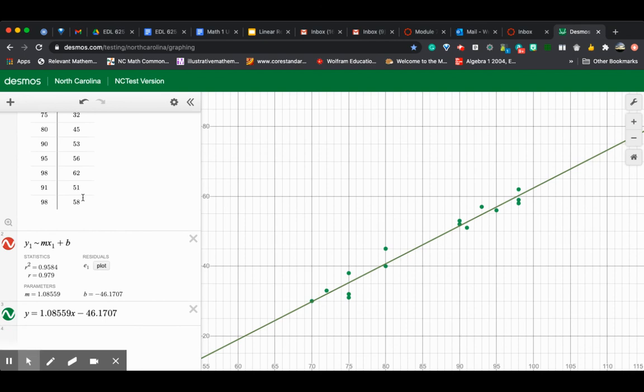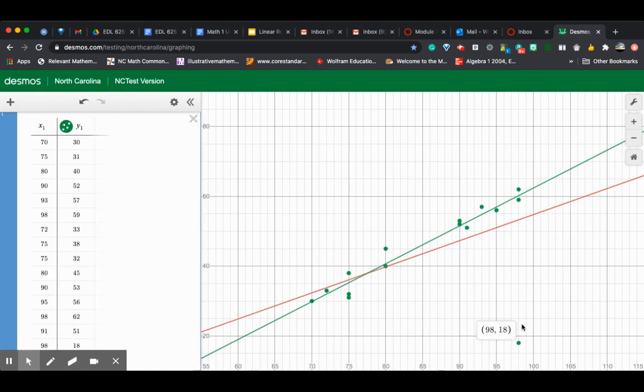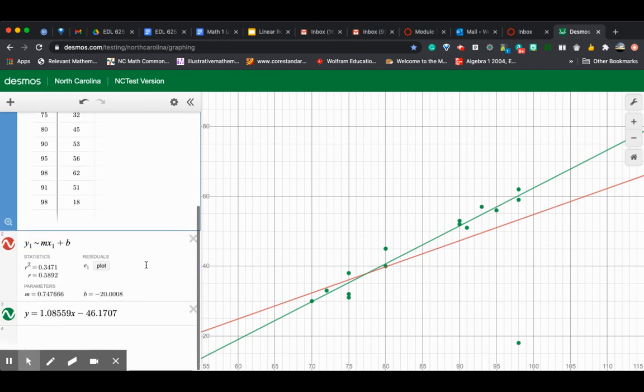For the sake of just playing around with this and showing an example with an obvious outlier, I'm going to change my data set. And this very last point, instead of being 58, I'm going to make that 18. So notice where this point now appears down here, towards the bottom of my window. Also notice in red, you can see how the linear model had to change because of that outlier.